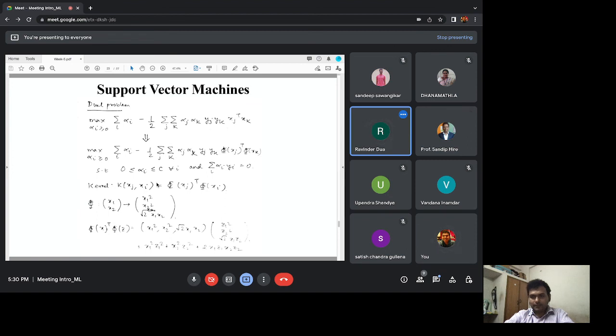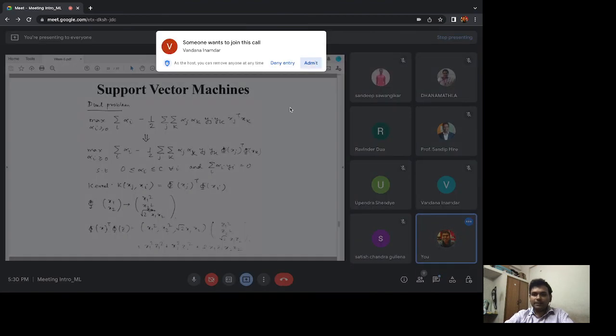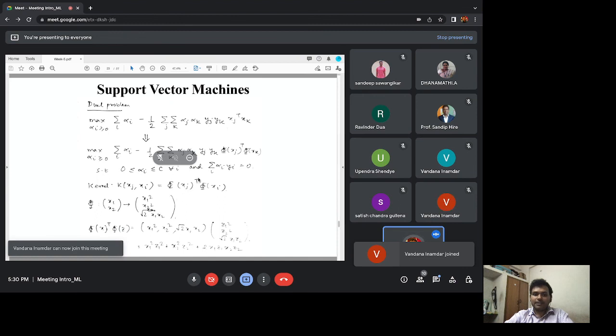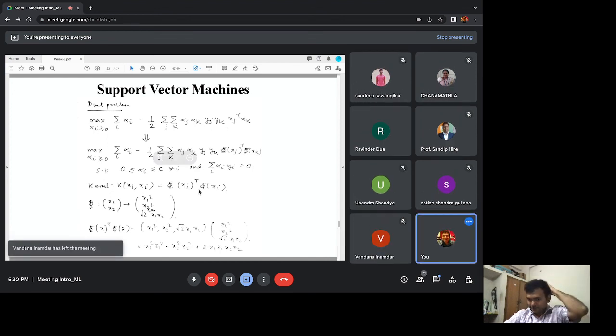I'm not sure whether the kernel will become zero or not. See, phi of xj is a vector, correct? Phi of xi is also a vector. If they are perpendicular to each other, then what will be the value of phi of xj transpose phi of xi? If you take two vectors which are perpendicular to each other and take a dot product of them, what will be the value of the dot product?